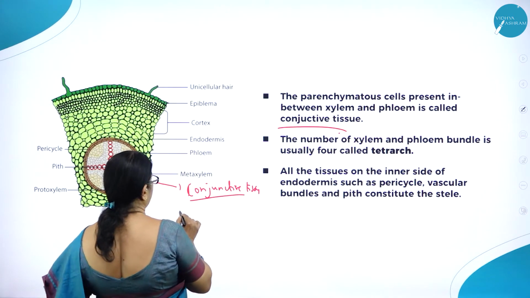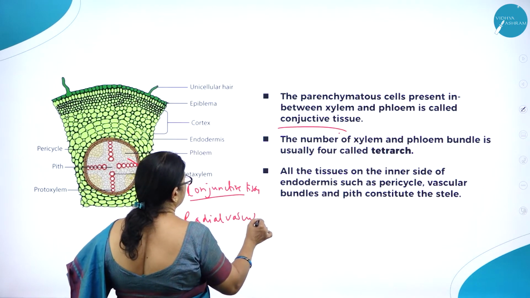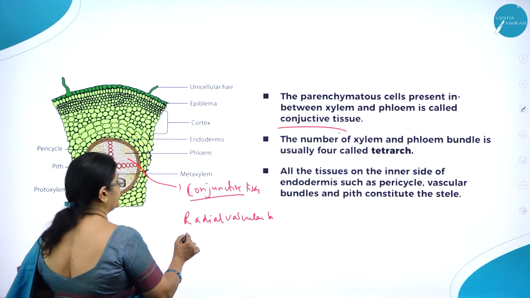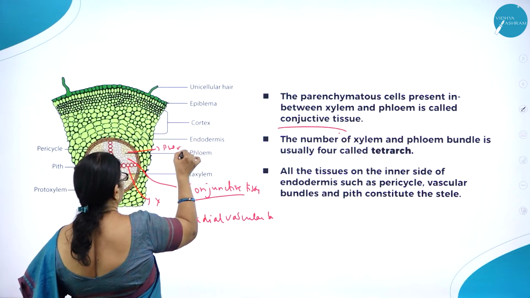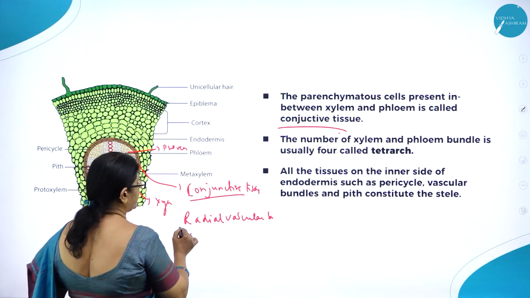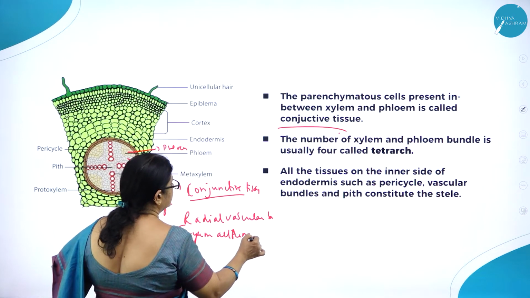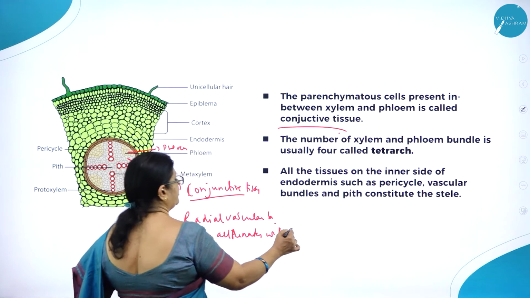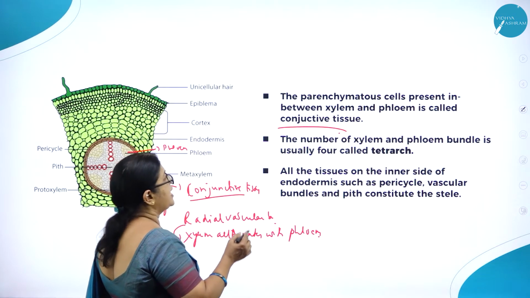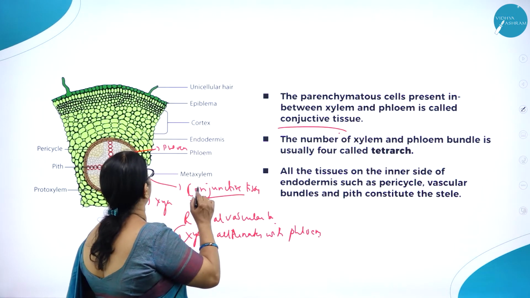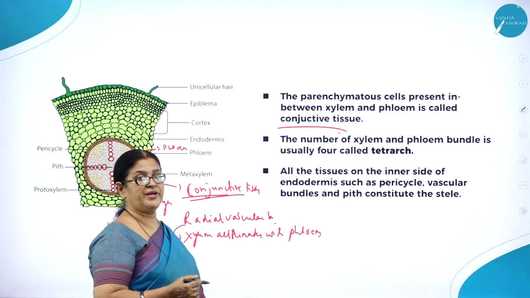Here you can see the arrangement of vascular bundle is radial. Why is it called radial vascular bundle? This is xylem and this is phloem. Xylem alternates with phloem, hence it is called radial vascular bundle. The parenchyma cells present between xylem and phloem are called the conjunctive tissue, or you can also use the word medullary rays.